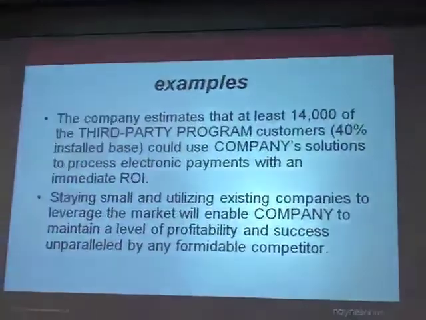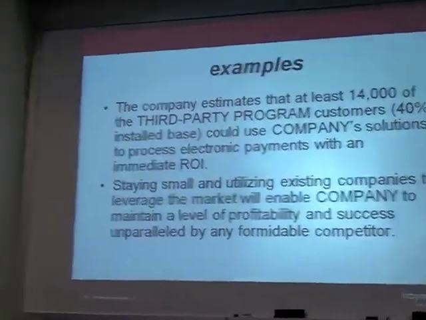Okay, here's some examples. Again, how you reach your customer. The company estimates that at least 14,000 of the third-party program customers, 40% installed base, could use company solutions to process electronic payments with an immediate ROI. Again, this was their marketing distribution. They basically said it's realistic to think that 14,000 people will use our thing, and there's really no plan as to how that was going to happen. Again, not necessarily a bad statement if there was other evidence to support it, but you don't have the benefit of seeing the rest of the plan.